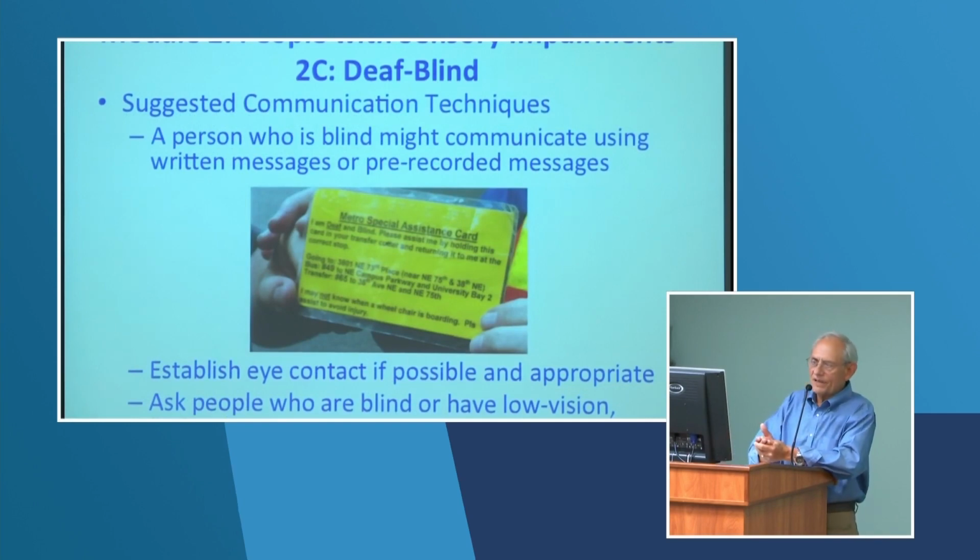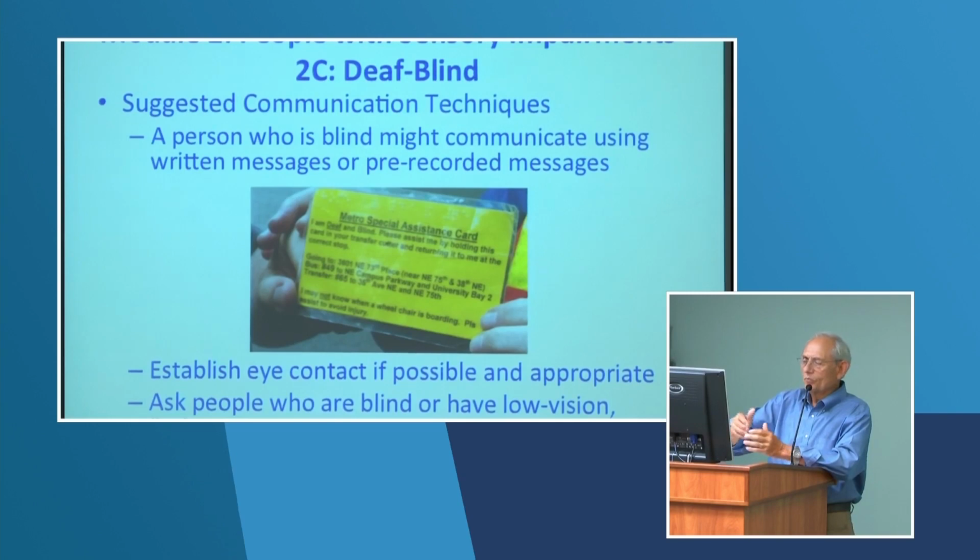They may have a written message or pre-recorded message. They may have an ID band, an alert band, which tells you what their problem is. Remember, they may be low vision, and so eye contact, if appropriate and possible.